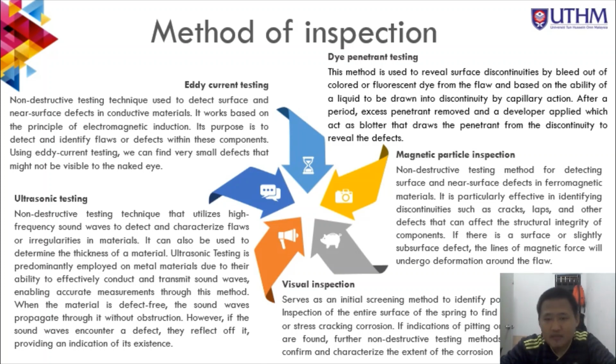Another method is magnetic particle inspection. It is a non-destructive testing method which detects surface and near-surface defects in ferromagnetic materials. It is particularly effective in identifying discontinuities such as cracks, laps, and other defects that can affect the structural integrity of a component. If there is a surface or slightly subsurface defect, the lines of magnetic force will undergo deformation around the flaw.